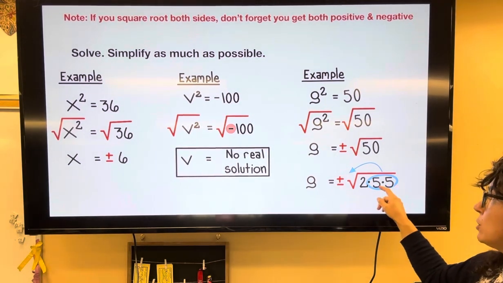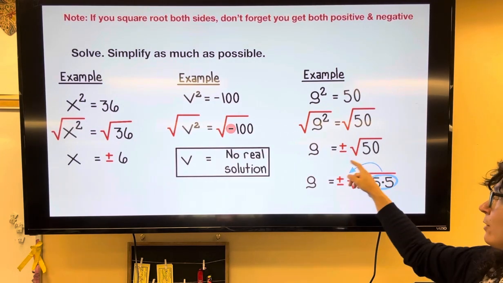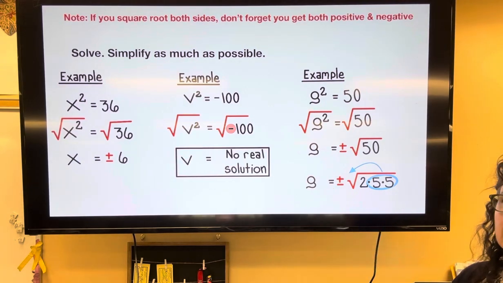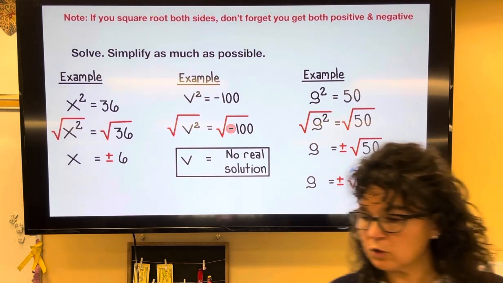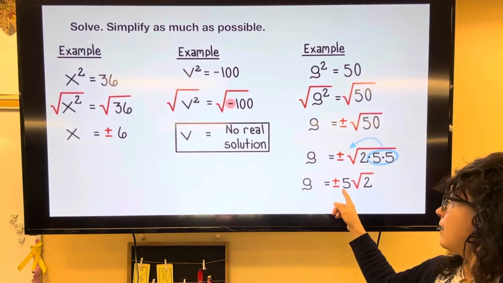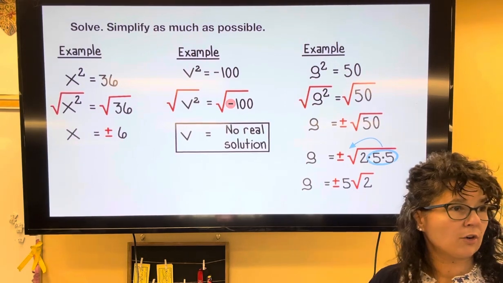And whenever you have two of a kind, you get to take one out. Just don't accidentally take it out in front of the positive and negative, because then it would be addition. Taking it out front is still multiplication. So we end up here with 5 square root of 2 and negative 5 square root of 2 for our answers.